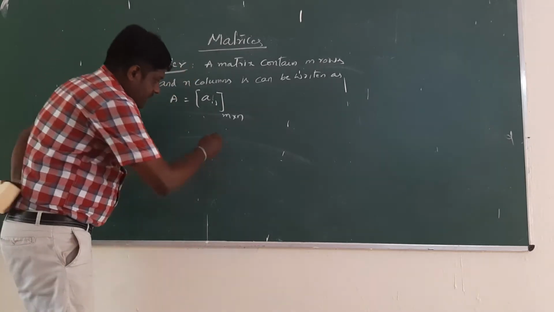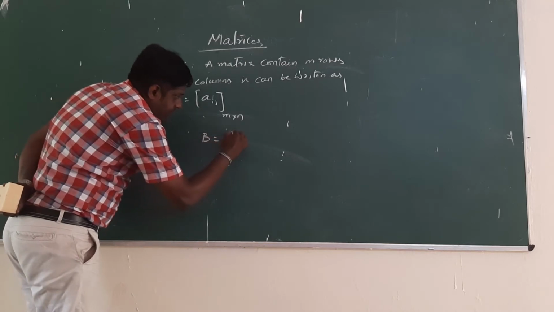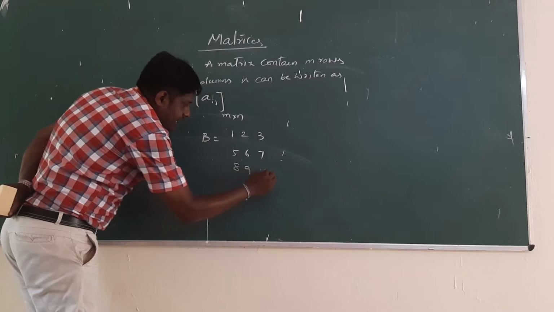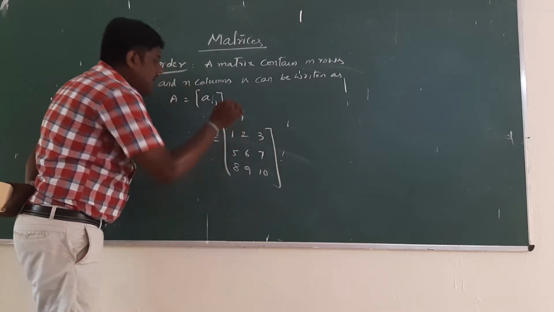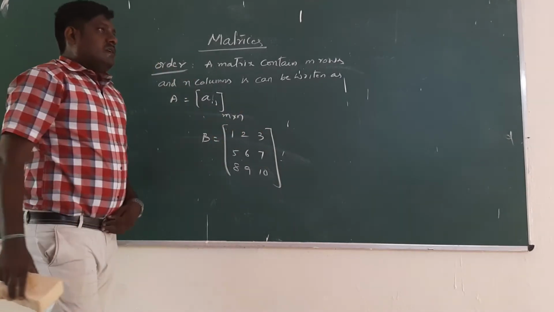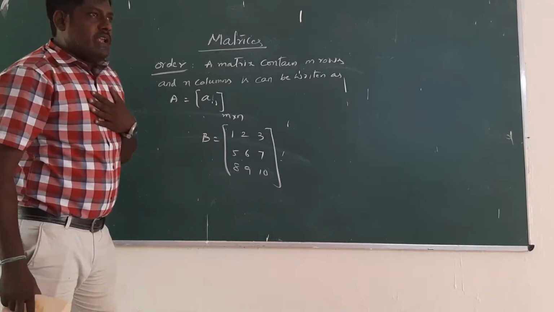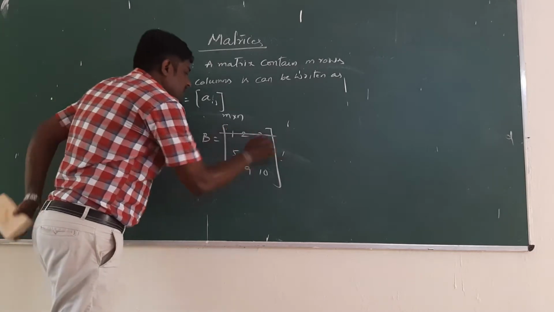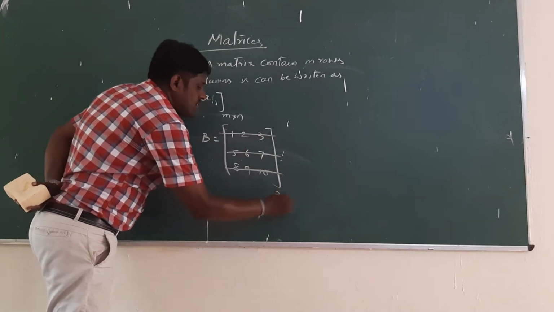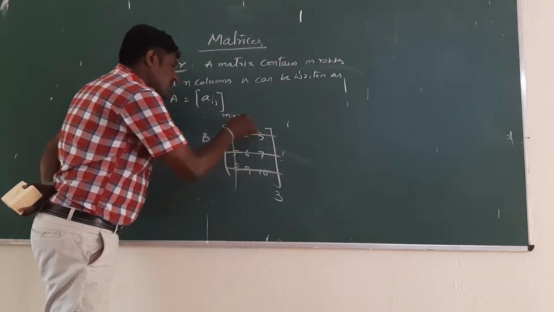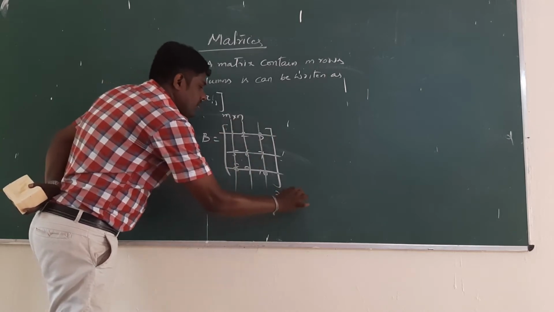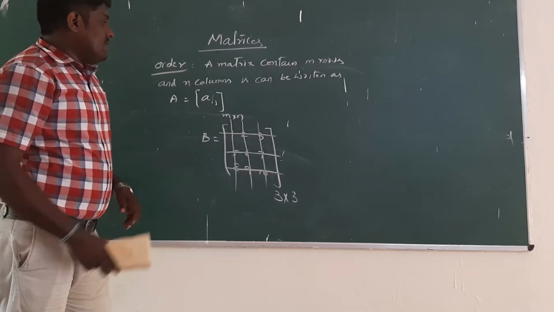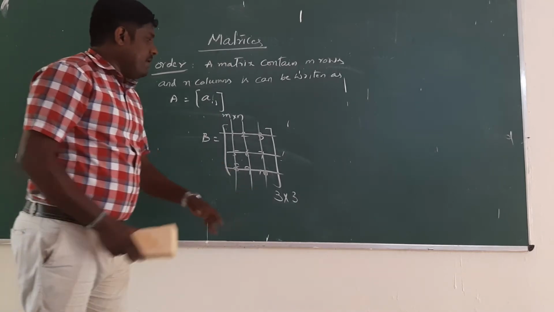So we'll see matrix B: 1, 2, 3, 5, 6, 7, 8, 9, 10. What is the order of this matrix? Order is the number of rows by the number of columns. How many rows are there? 3 rows. How many columns? 3 columns. So this is called a 3 by 3 matrix. The order of B is 3 by 3.